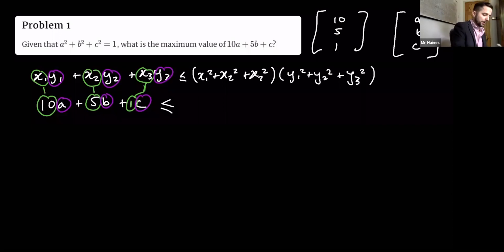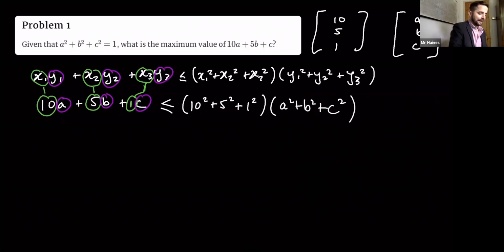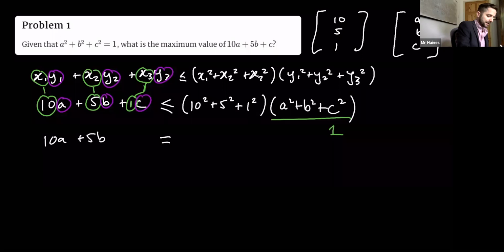Then we just apply our inequality. So that must be smaller than 10 squared plus 5 squared plus 1 squared times A squared plus B squared plus C squared. And yes, you've spotted it. Remember, A squared plus B squared plus C squared is 1. So this bracket here is just 1. Okay, so 10a plus 5b plus c is smaller than or equal to, that must be 126. That's 100 plus 25 plus 1. 126. Absolutely, yeah.